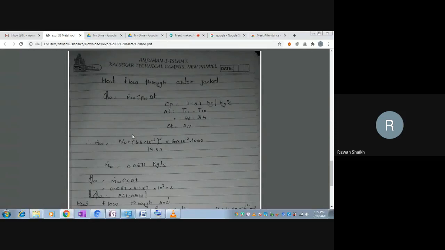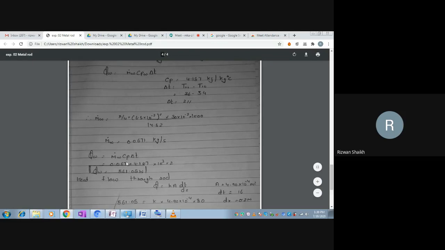Now to calculate the flow rate, we have the formula. It is area into length divided by time. So area is pi by 4 into D square into L, the length of the jar, which is 30 centimeters, 30 into 10 raised to minus 2, divided by time, which is 14.82 seconds. And now this unit will be in meter cube per second. So you have to convert into kg. You have to multiply, 1 meter cube is equal to 1000 kg. So you have to multiply with 1000. So the unit will get converted from meter cube per second to kg per second. And the flow rate will be 0.0671.